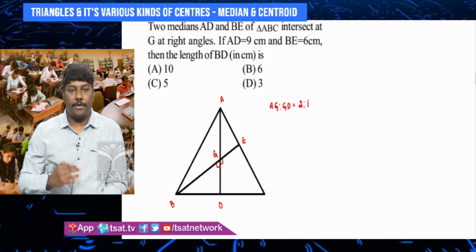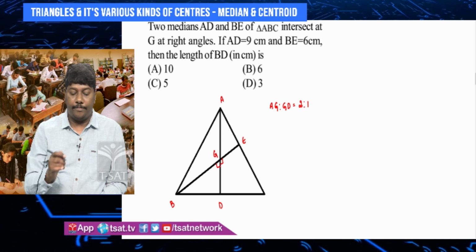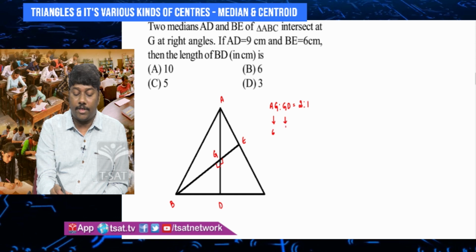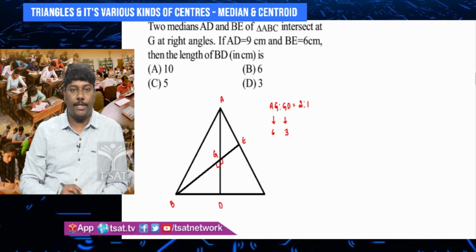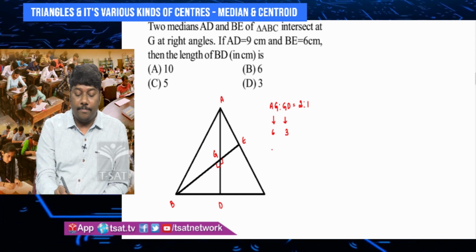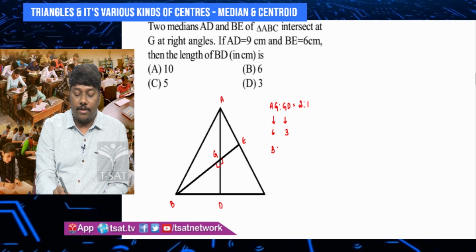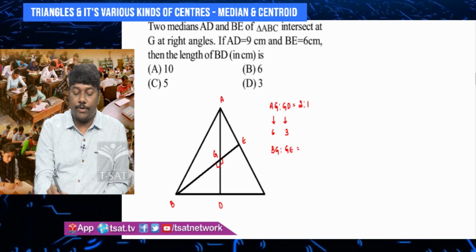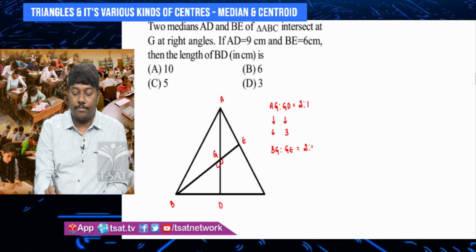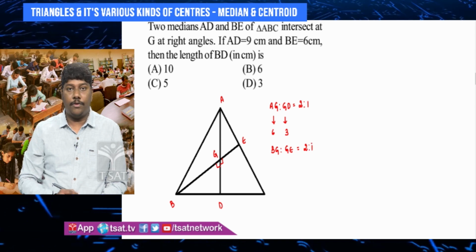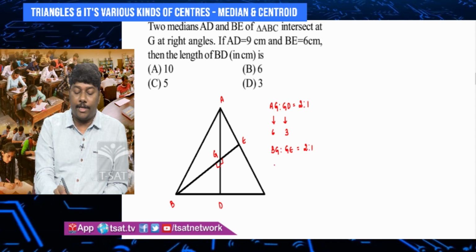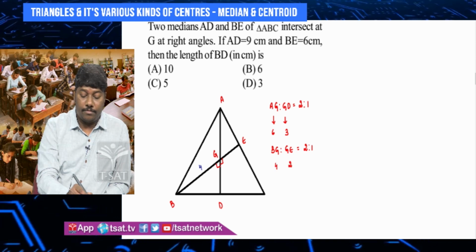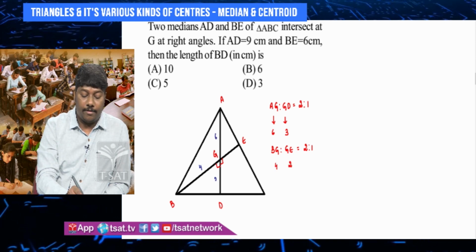Always you have to look at from vertex to the side. So AG becomes 6, GD becomes 3. 2:1 ratio, put together it is 9. In the same manner, G divides BE, BG is to GE is also in the ratio 2:1. Now we know BE is equals to 6. 6 you divide in the ratio 2:1, it becomes 4. This is 4, 6, 3 and 2.